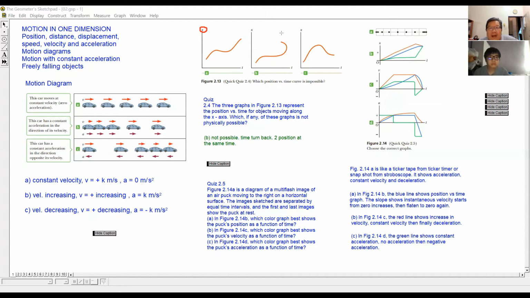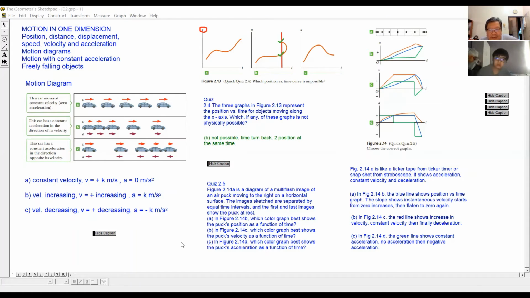B. Correct, it is B. Why is it B? Because let's say this is the time. Then you would have two different velocities at the same time. One velocity here and another velocity here. At the same time you have two different velocities. So this is impossible, right?